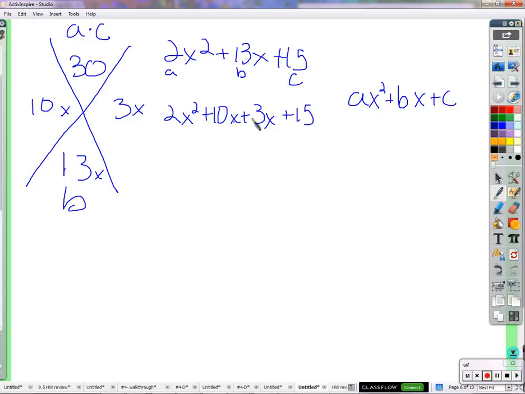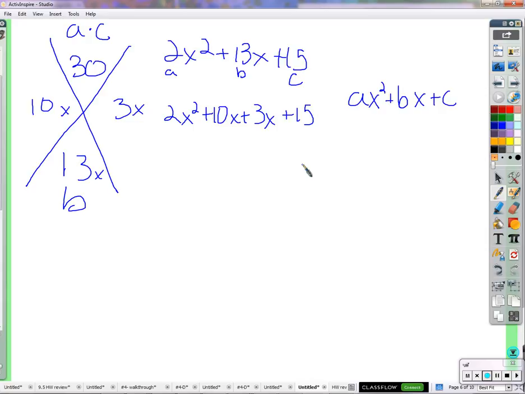Why can't I just write 2x squared plus 10x plus 3x? Is that the same as what I have written here? No. Is it equivalent to what I have written up here? No, because you're missing out on 15. Still got 2x squared, we still got 15. And if I add 10x plus 3x, what do I get? 13x.